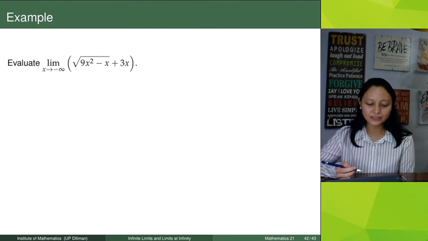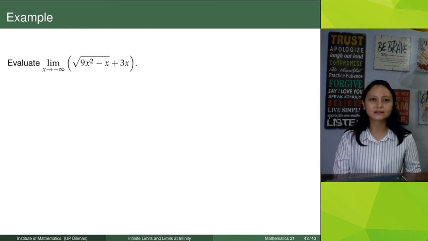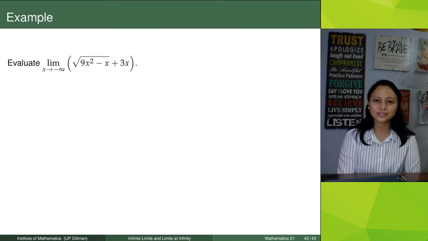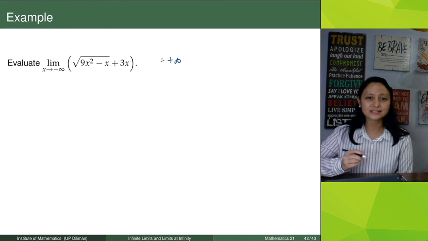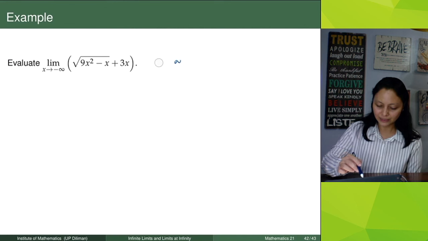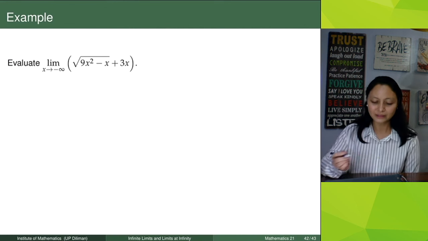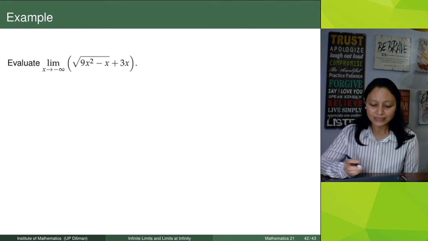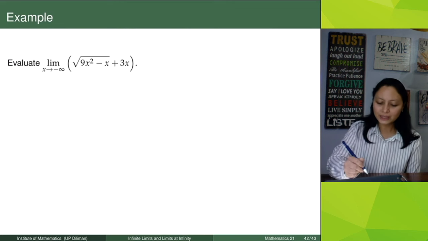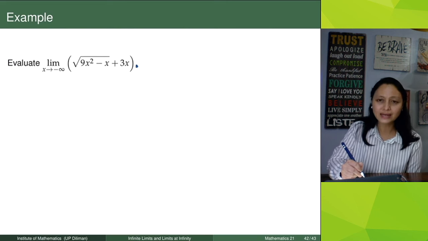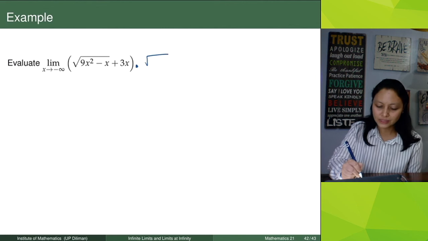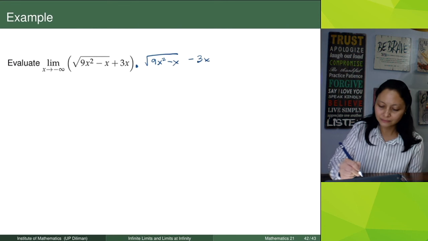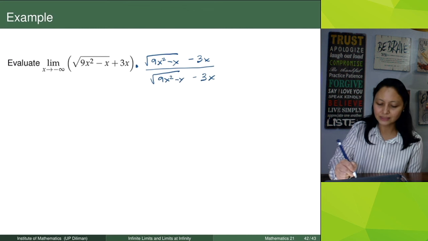Now, suppose we want to get the limit of the square root of 9x squared minus x plus 3x as x approaches negative infinity. Let's check what we can do here. If we use the technique suggested earlier, we have no term in the denominator. If we want a term in the denominator, we multiply this by the conjugate of the numerator. So that's the square root of 9x squared minus x minus 3x, all over the square root of 9x squared minus x minus 3x.